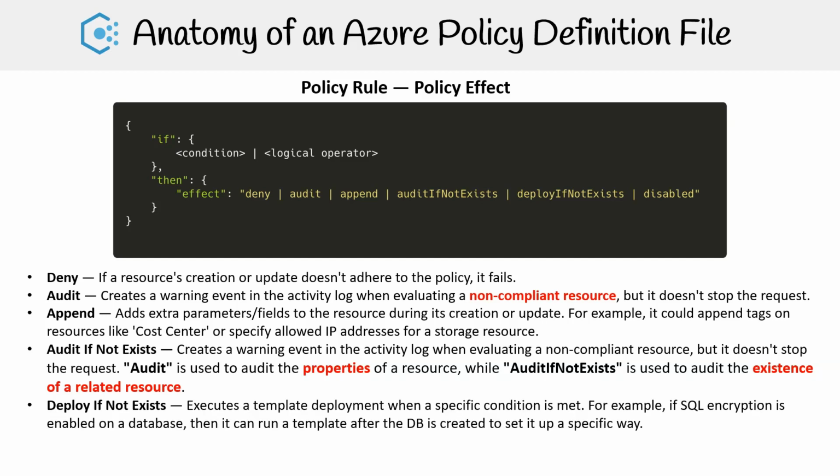Deploy if not exists, this effect executes a template deployment when a specific condition is met. For example, if SQL encryption is enabled on a database, a template can be executed after the database creation to configure it in a specific way. And the last one is disabled. This effect turns off the policy rule, often used for testing purposes. These policy effects provide a range of responses to non-compliance, enabling you to manage your resources according to your organization's specific requirements.